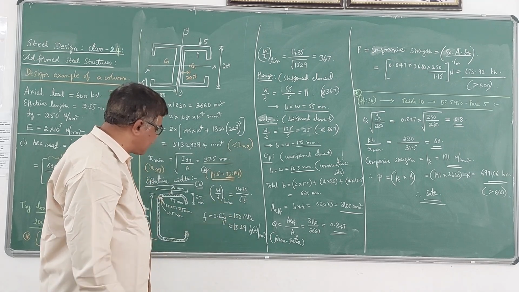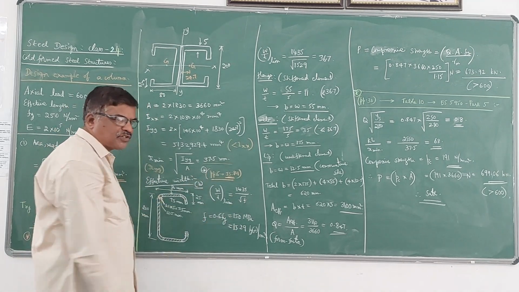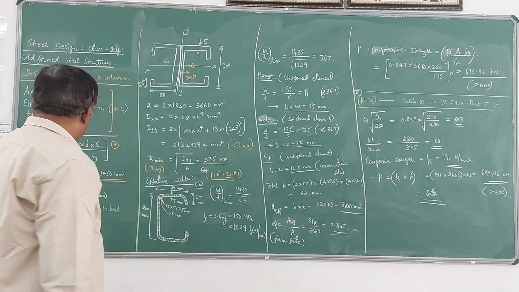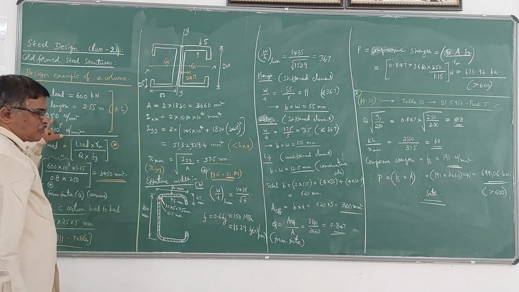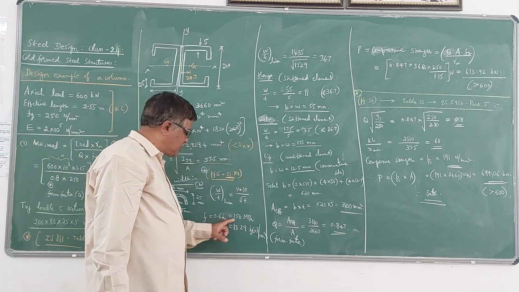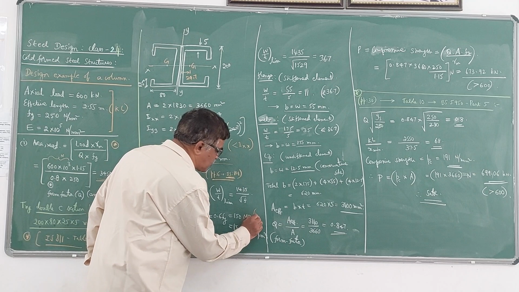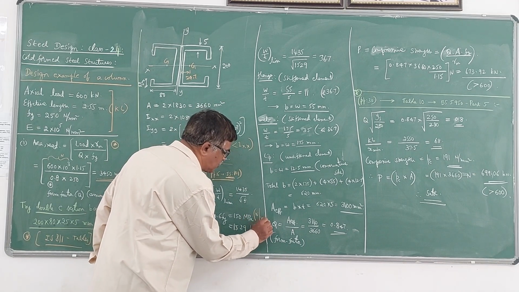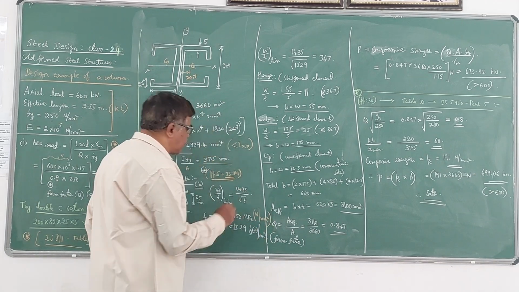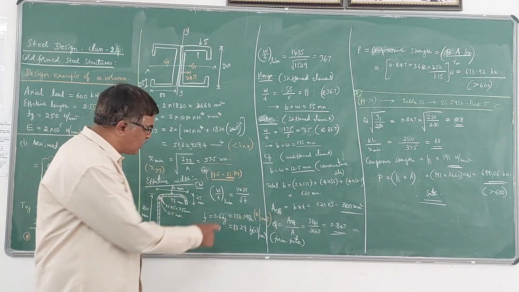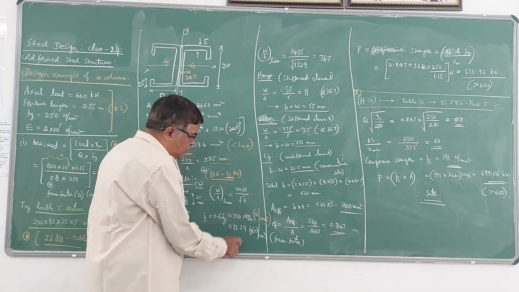where F is in kg per centimeter square. Please note that here F is the basic design stress. It is normally taken as 0.6 times Fy. Here Fy is given as 250 Newton per mm square. So F becomes 0.6 into 250, it is 150 Newton per mm square. This Newton per mm square should be converted to kg force per centimeter square, because we have to substitute here in terms of kg force per centimeter square. If you convert that, you will be getting 1529.